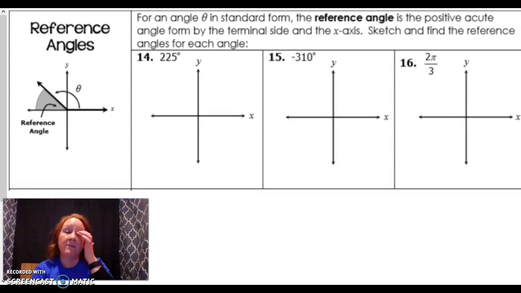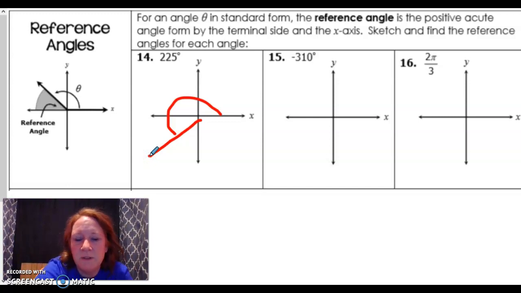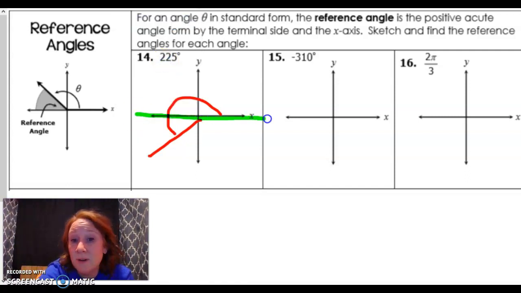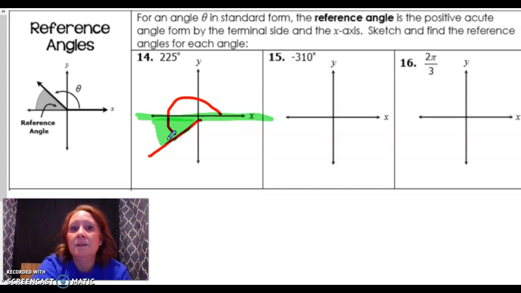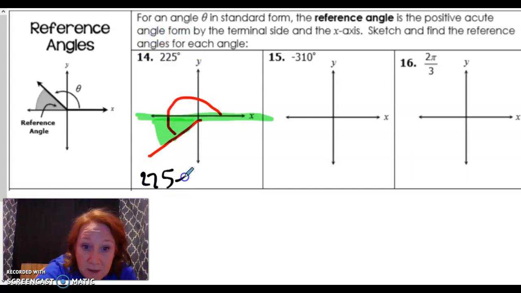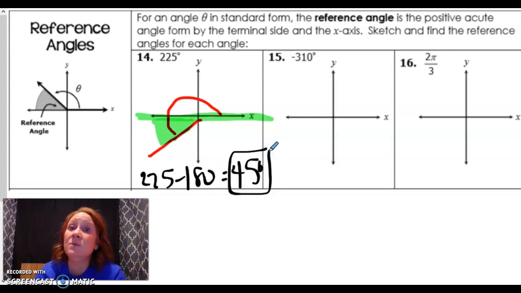So let's think about 225. This is 180, so 225 is over here, about there. When I'm trying to find the reference angle, I'm always referencing it to the x-axis. So really what I'm going to find is this angle. That's 225, and it goes back to 180. So I'm going to subtract out 180. 225 minus 180 gives me 45. That's going to be really helpful because in a little while we're going to do something called a unit circle. And in the unit circle, you want to know all of the 45 degree angles, or that's a pi over 4, which we'll get to know soon.